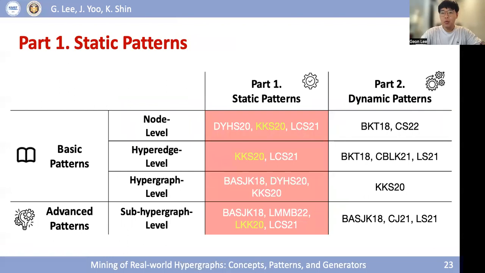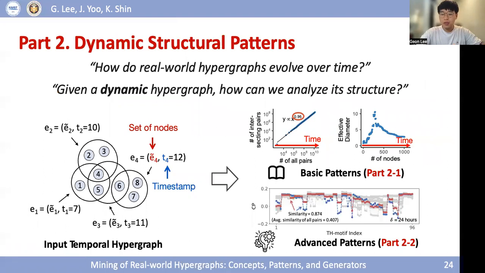So in the main tutorial, we will cover more patterns from different levels with details. Those highlighted in yellow are what we have just briefly covered, but in the main tutorial, 8 basic and 4 advanced patterns will be discussed. In part 2, we will investigate how real-world temporal hypergraphs are structured. A temporal hypergraph is a hypergraph consisting of temporal hyperedges, each of which consists of a set of nodes and the timestamp it appeared. So temporal hyperedges consisting of the same set of nodes can appear at different timestamps.